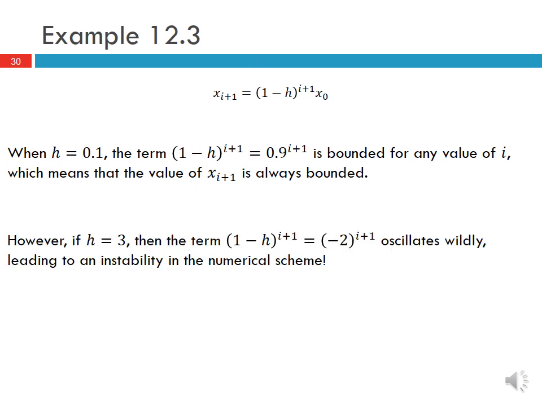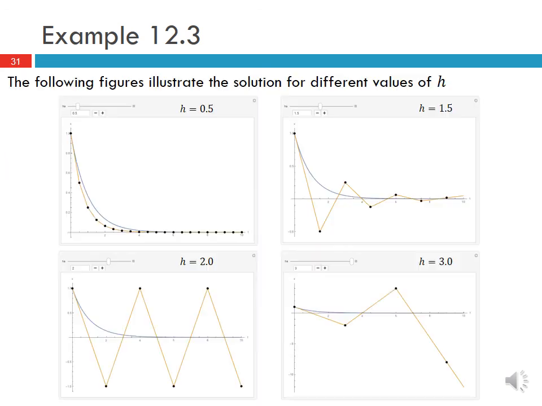However, if h is equal to 3, then this term (1 minus h) to the power i plus 1 is equal to negative 2 to the power i plus 1, which oscillates wildly, leading to an instability in the numerical scheme. So these figures illustrate the solution for different values of h for this problem. So using h equal to 0.1, you can see that although in this case it does not provide a great approximation in this area, at least the solution stays bounded. It does not behave wildly.